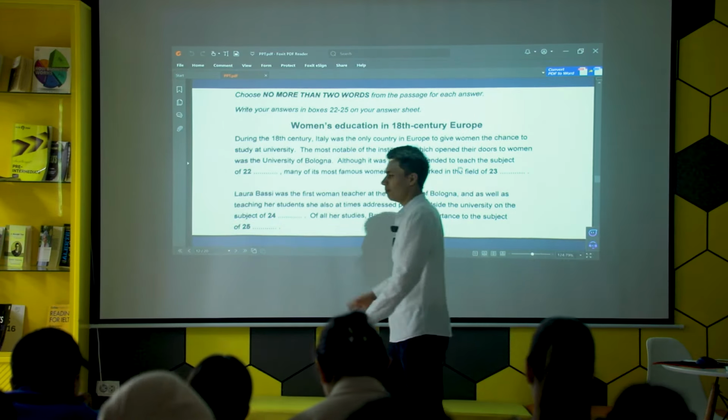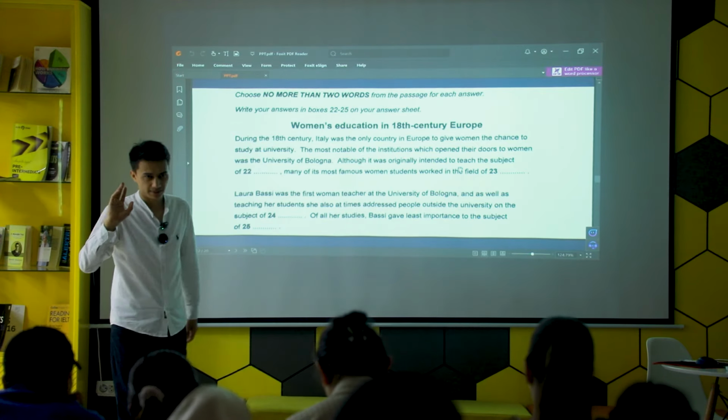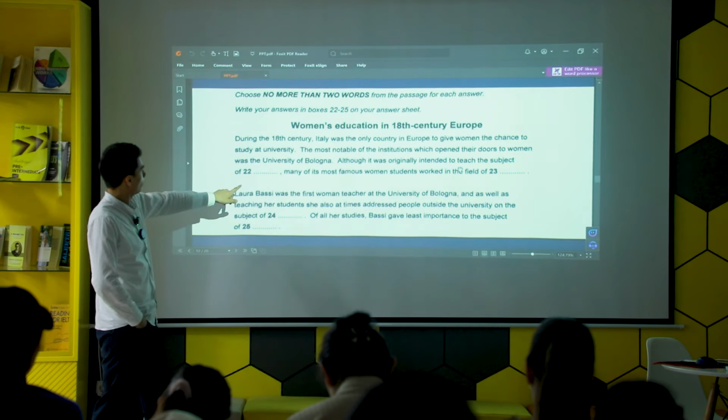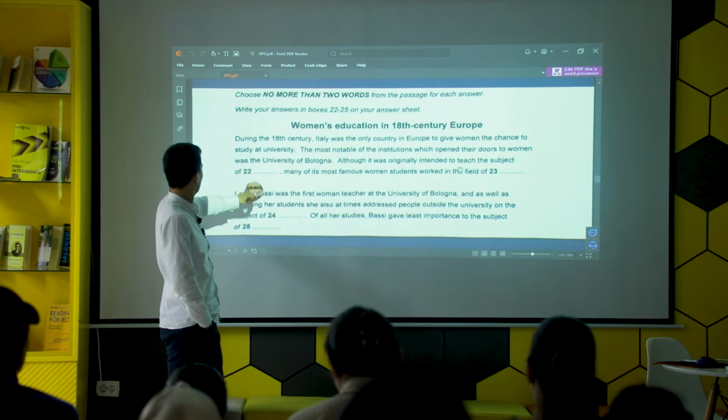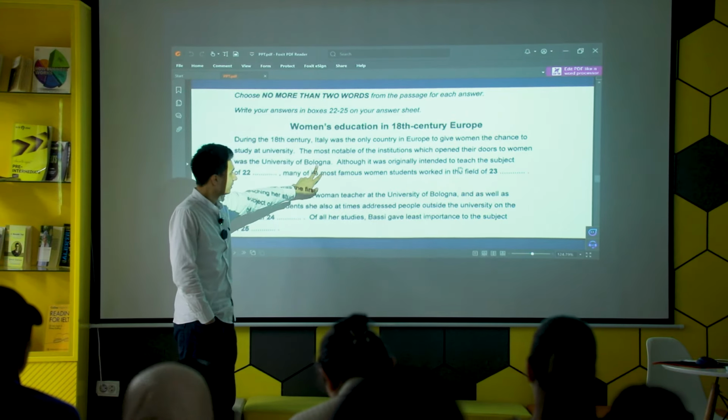Gap filling. Bu endi oson. This is much easier, right? E'tibor beramiz. For example, look at 22. Hope, most notable example, door to women was University of Bologna.